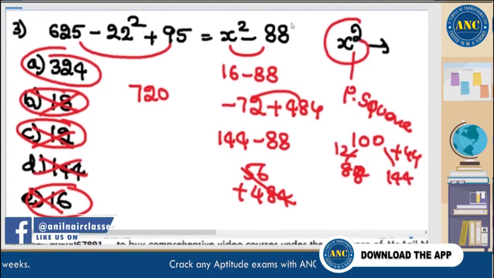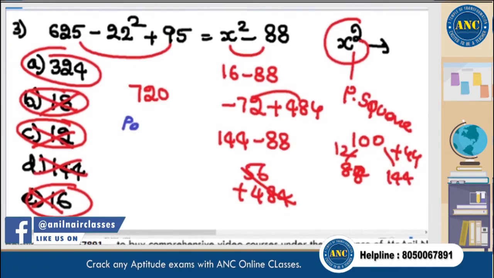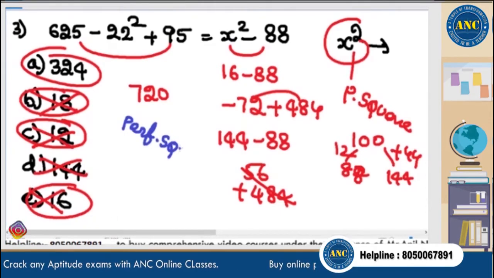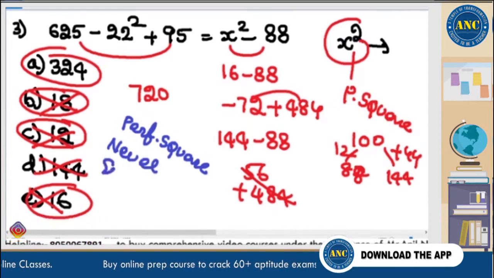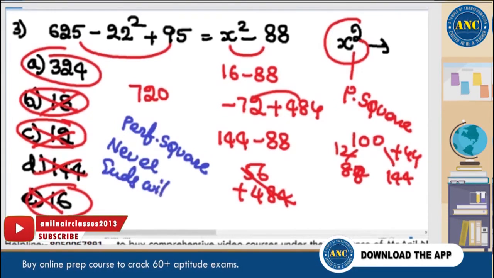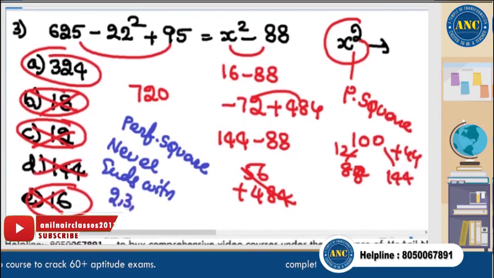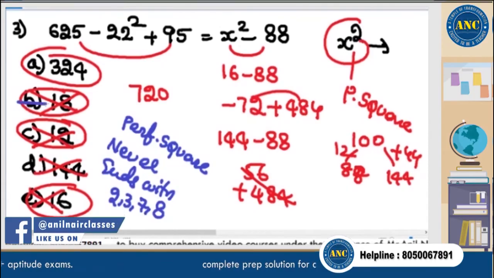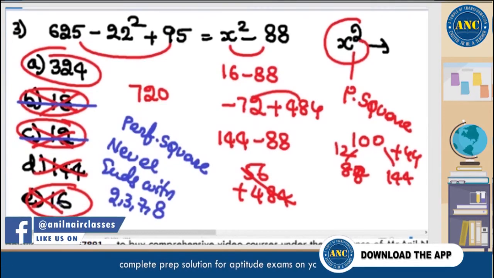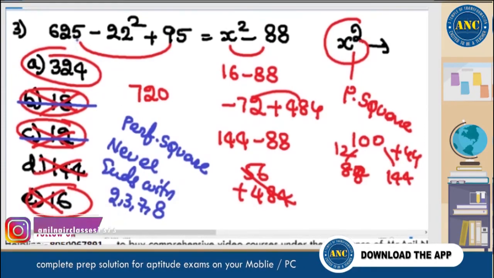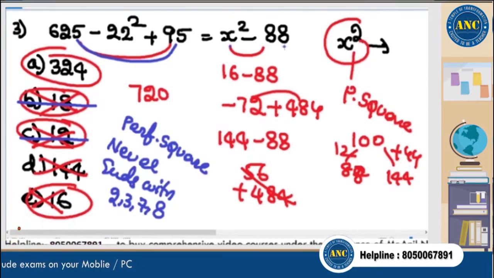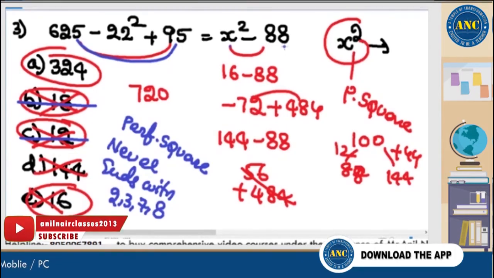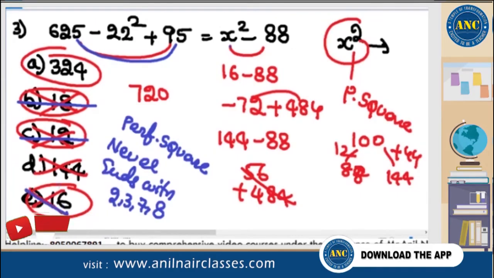Write down the logic in every question. A perfect square never ends with 2, 3, 7 or 8. So 18 is out, 12 is out. Substitute 16. Check whether 625 plus 95 is 720. 16 minus 88 is minus 72. 484 minus 72 is not this value. Check with 144. Idea clear?